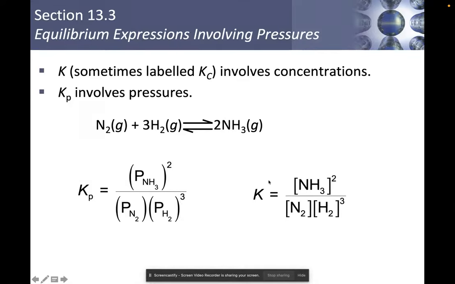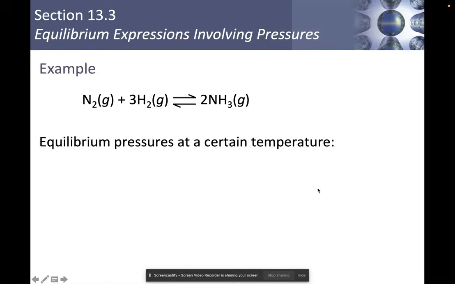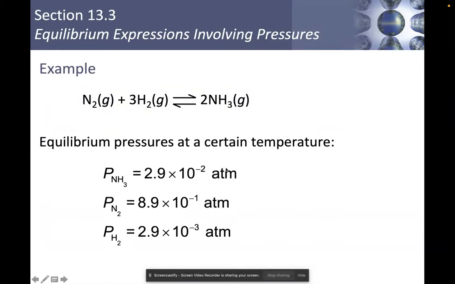If I were to write this instead as Kc, as an equilibrium expression involving concentration, it would be the same thing, except now I'm dealing with molarity most likely. So what if I asked you to find the equilibrium constant? I could do that, right?